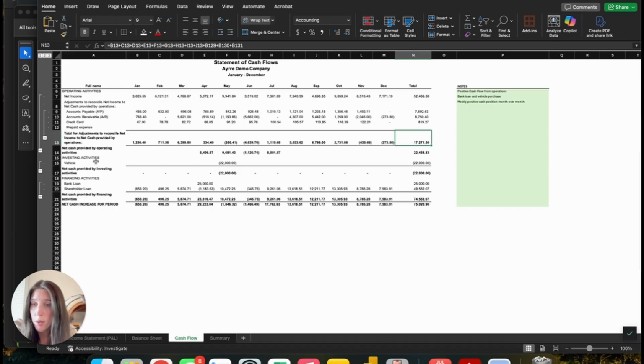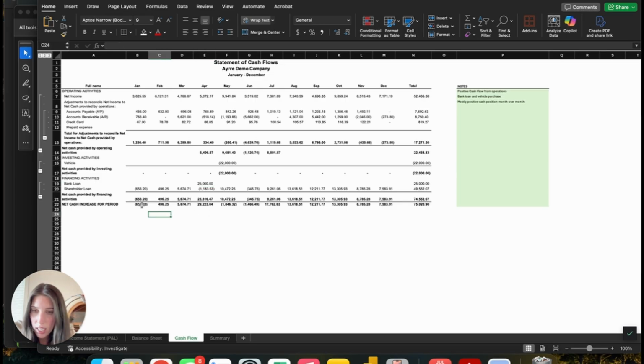The cash from investing activities, it looks like we've got this purchase of the vehicle, so that's fine. It's not like there's a ton of spending happening that's out of control. And then if we go down to financing activities, we can see this bank loan that we received. So there's nothing too crazy going on the cash flow statement.